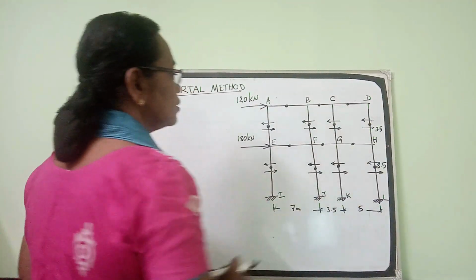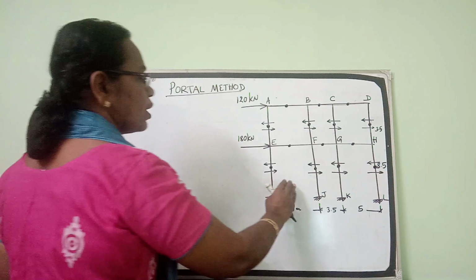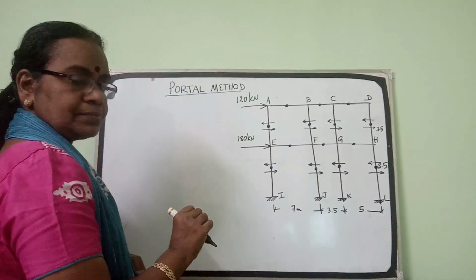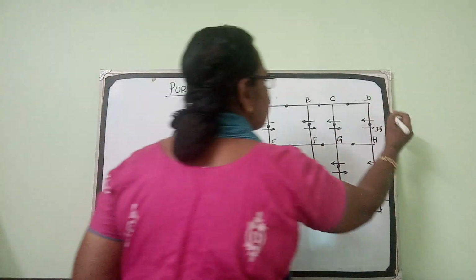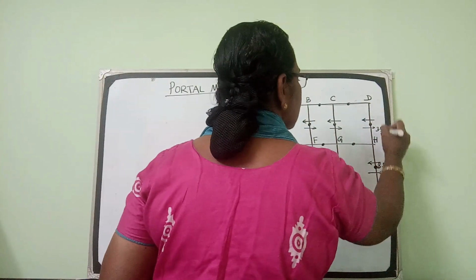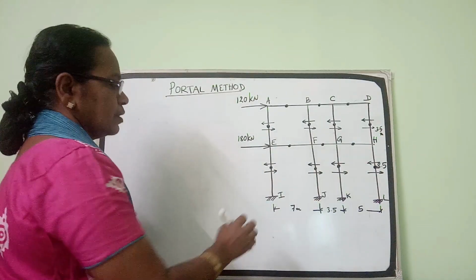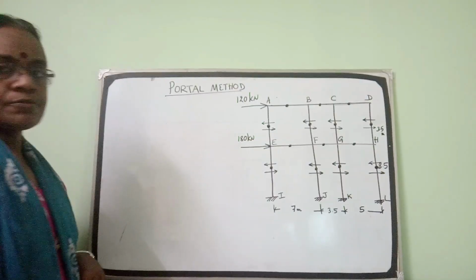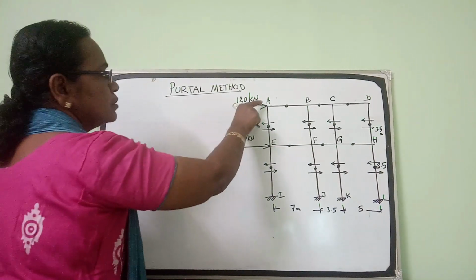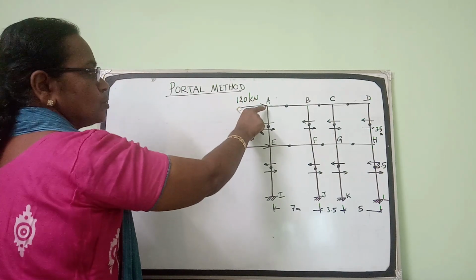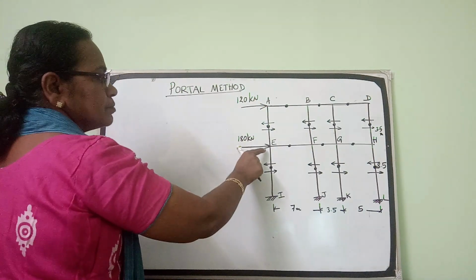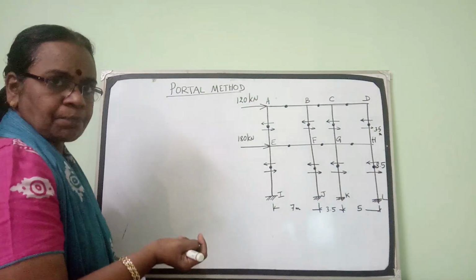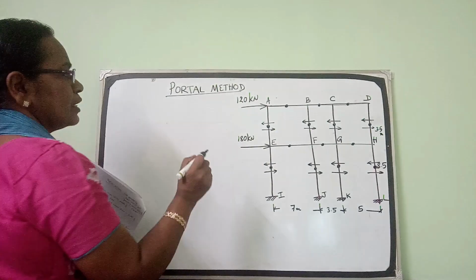I am considering a multi-storey building frame, 3 bays and 2 stories. The height of each story is 3.5 meter, the first story and the bottom story. The beam spans are 7 meter, 3.5 meter and 5 meter, which is subject to two horizontal loads, 120 kilonewton at the top level and 180 kilonewton at the first floor level. Okay, now we will start the analysis.